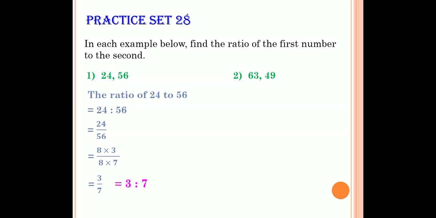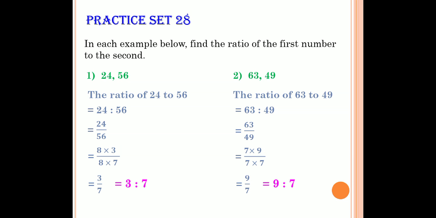Now the second one, 63, 49. The ratio of 63 to 49 is 63 is to 49 because it is first number to the second. Then that is equal to 63 upon 49. Now which table is common? That is 7. 7 into what will give you 63? 7 9s are 63 and 7 7s are 49. So we are left with only two numbers because it is the 7 times table. We have 9 upon 7, that is equal to 9 is to 7.